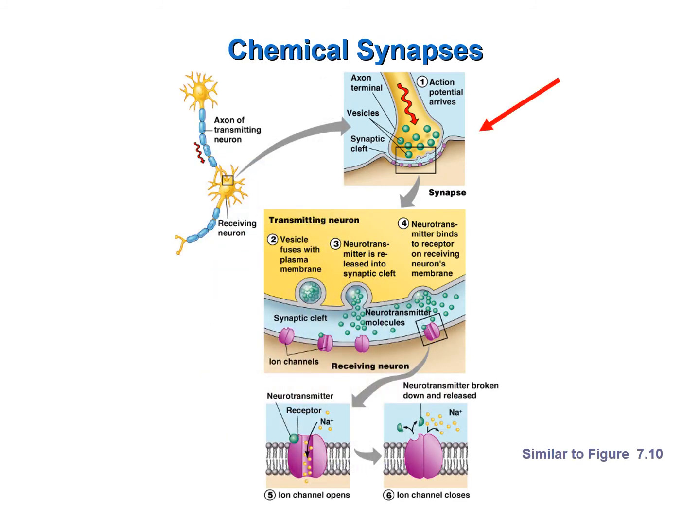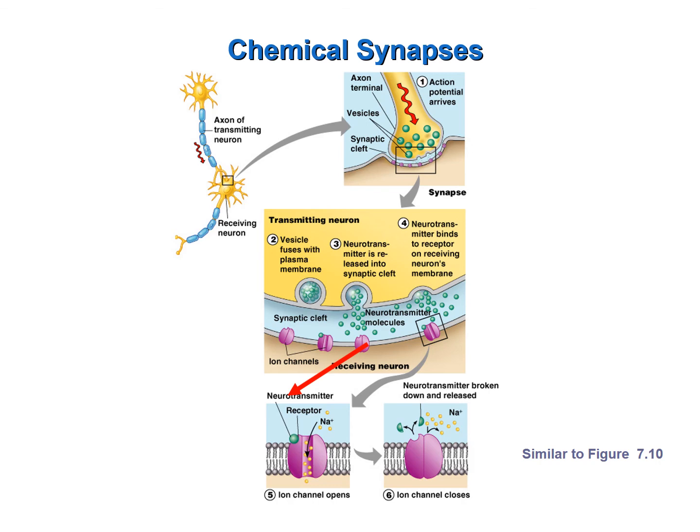So, to summarize what occurs at a chemical synapse, an action potential moves down the axon into the axon terminal of the sending neuron. This causes vesicles containing neurotransmitter to merge with the plasma membrane and to dump their contents via exocytosis into the synaptic cleft. In the synaptic cleft, the neurotransmitter diffuses through the extracellular fluid and binds to receptors on the plasma membrane of the receiving neuron.